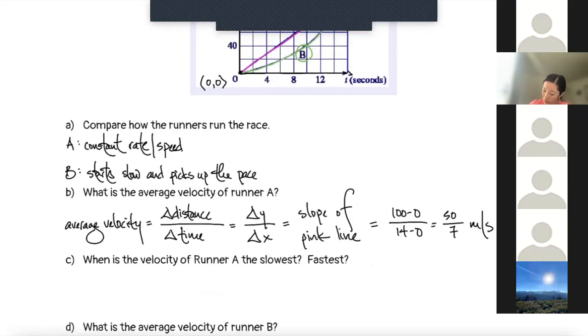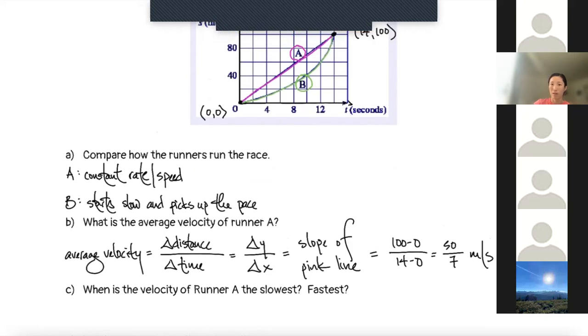Now, based on that, I'm wondering if you can tell me about when the velocity of runner A is the slowest, okay? So this whole race that runner A is running, when is runner A going the slowest and when are they going the fastest? Okay, so I see one guess that maybe it's the slowest at 0, 0. Okay, maybe at the beginning and the end. Okay. These are all really good guesses.